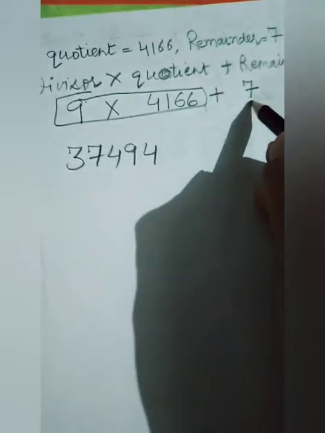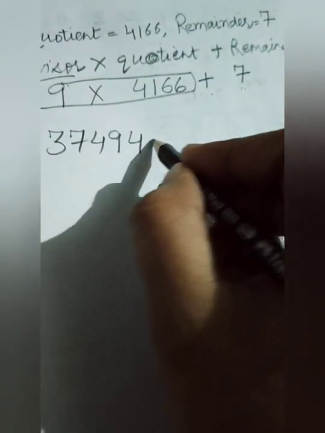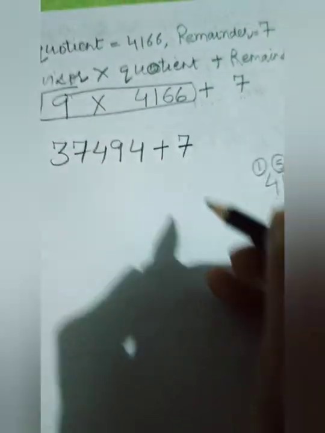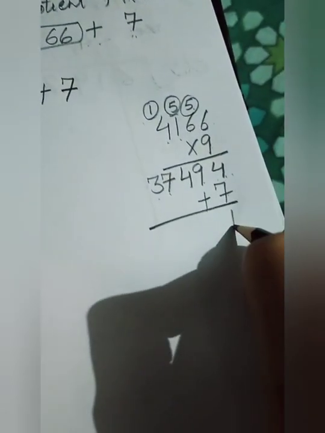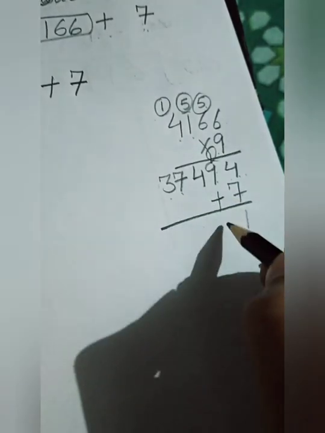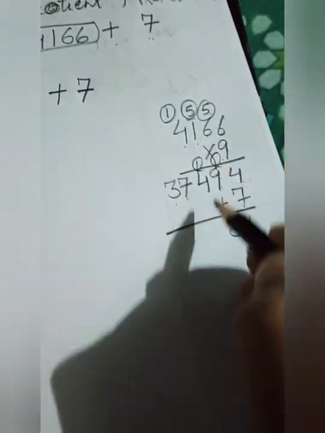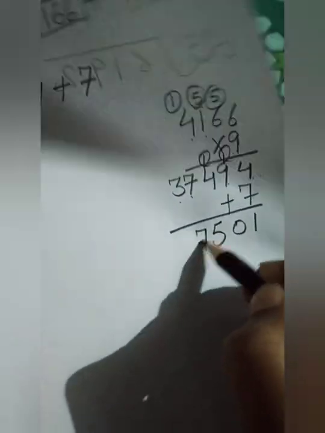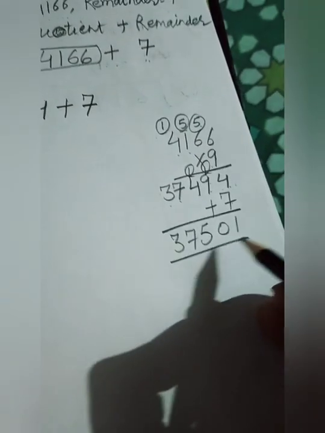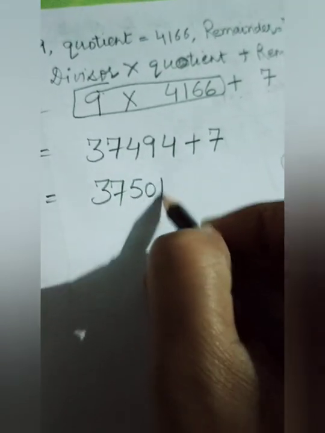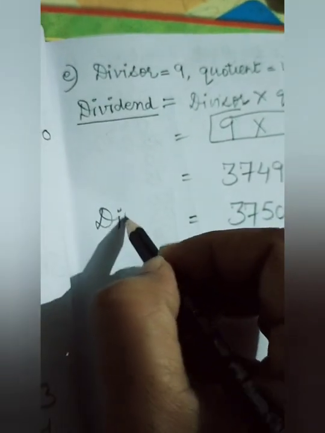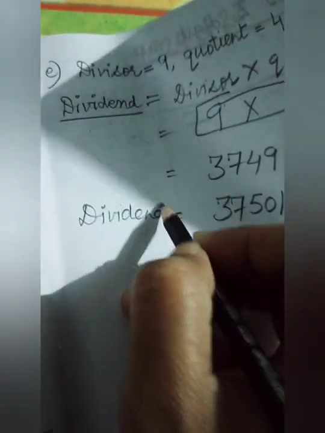After this, in this product we will add the remainder, and that is 7. 7 and 4 is 11, 1 carry. 9 and 1 is 10, again 1 carry. 5, 7 and 3. Then what did we get? We got 37,501. This is the dividend that we got.